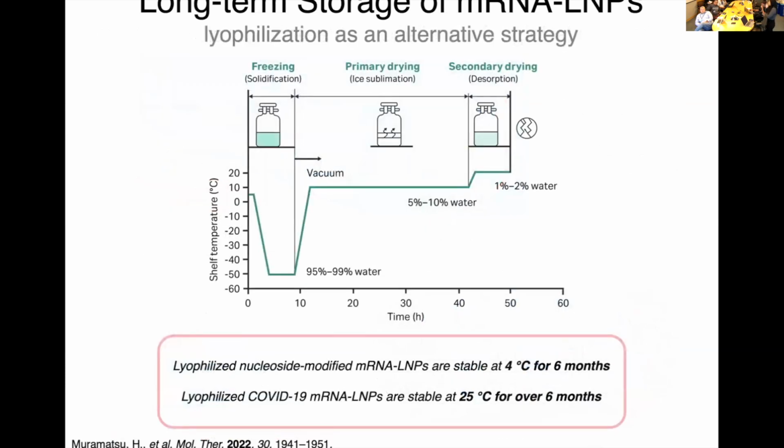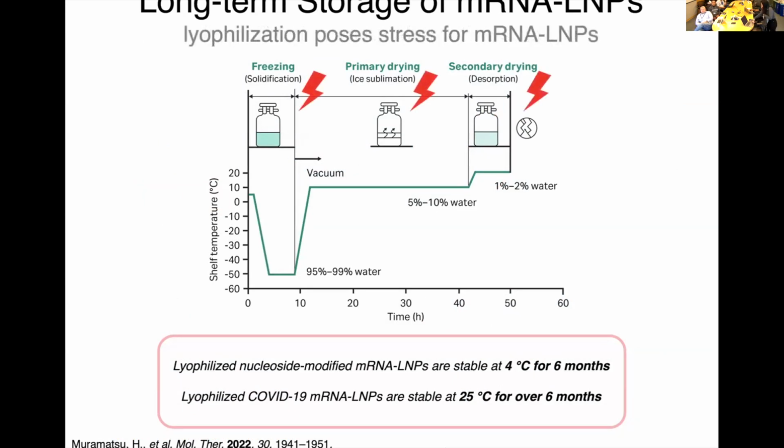So then lyophilization becomes an alternative strategy, and that is freezing the sample and then just stripping away moisture. And previous studies have shown that this leads to pretty stable lipid nanoparticles that can last for 6 months, either at 4 degrees or 25 degrees. And I am running out of time, so I'm gonna go through this a little more quickly. And each of these steps does also pose a lot of stress for these particles.